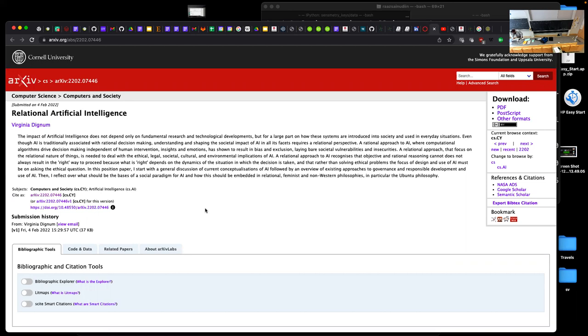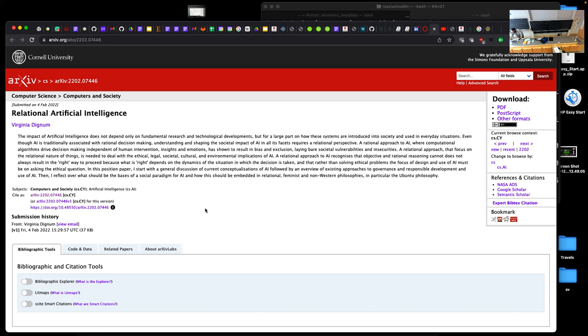A relational approach that focuses on the relational nature of things is needed to deal with the ethical, legal, societal, cultural, and environmental implications of AI. A relational approach to AI recognizes that objective and rational reasoning does not always result in the right way to proceed, because what is right depends on the dynamics of the situation in which the decision is taken. And that rather than solving ethical problems, the focus of design and use of AI must be on asking the ethical question, okay?